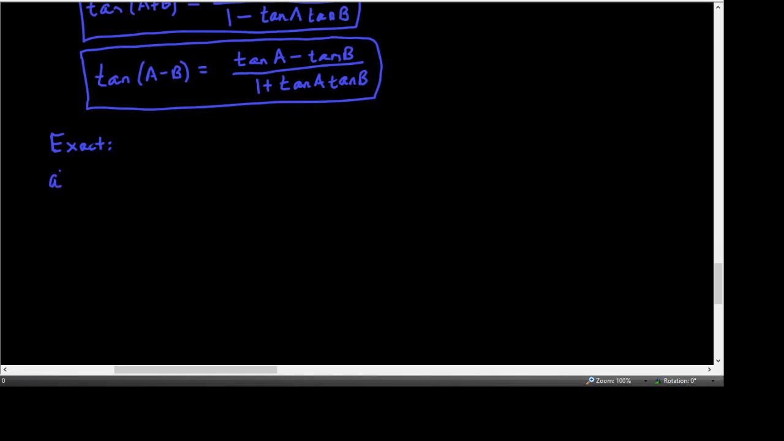So, part A, the sine of 75 degrees is what? Well, I need to think of two angles that add or subtract to be 75 degrees. Since 75 is not one of my special ones by itself, I'm thinking of 30 degrees plus 45 degrees. So I'm going to use the sine of a sum, which is sine of the first, cosine of the second, keep the sign, so plus cosine of the first, sine of the second.